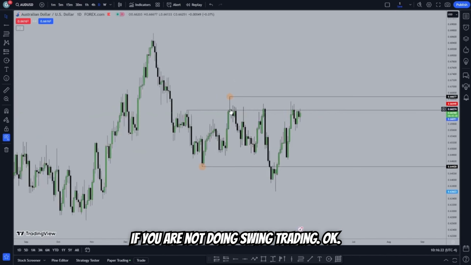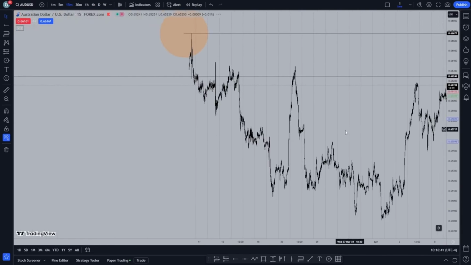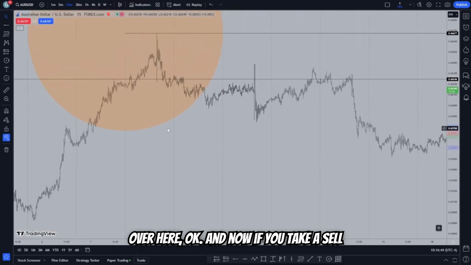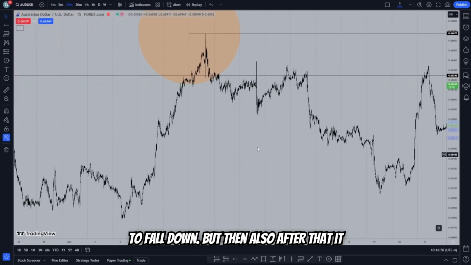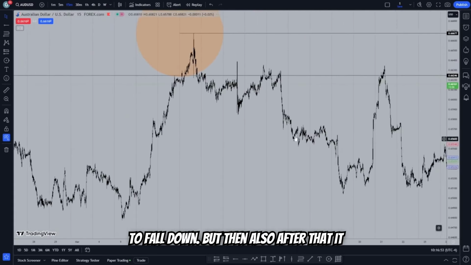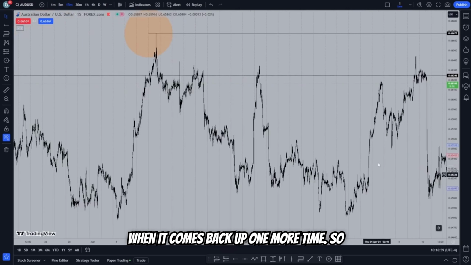Because if you're not doing swing trading, if you're not holding trades for a few days, then what will happen is, if you look over here like this, okay, it was a buy side liquidity graph on 8 March. And now if you go on the 15-minute time frame over here, and if you take a sell over here, it will take so many days to fall down, but then after that it comes up one more time. Okay, and after that it falls, but it does not fall that much, it comes back up one more time.